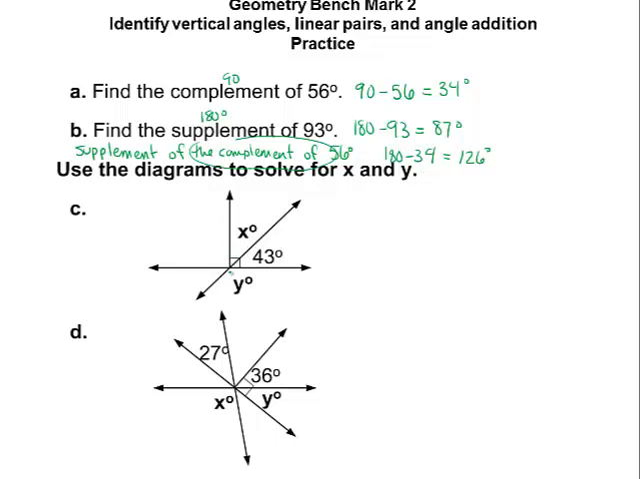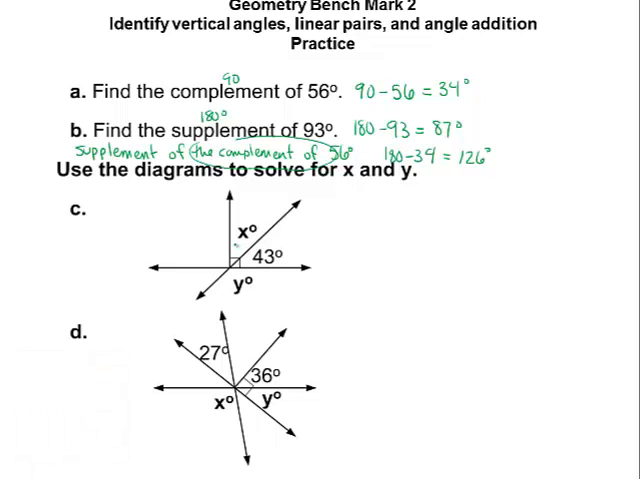Now here I have vertical angles, because this line and this line give me a pair of vertical angles, but it doesn't help me in this situation because this angle is going to be the same as this whole thing here, but that doesn't tell me anything. So I'm not going to use the vertical angles on this one.